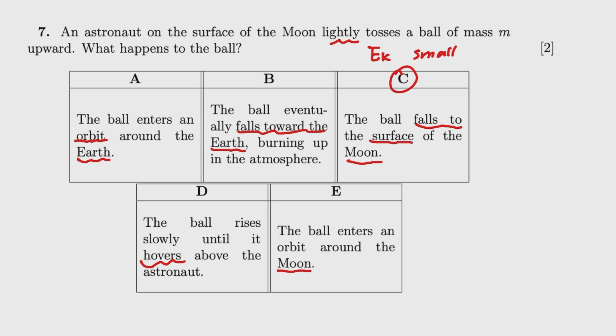Now, I'm going to briefly explain why all the other options are wrong. For options A and B, if you toss a ball on the Earth, it is unlikely for it to be captured by the gravitational field of the Sun. So if you throw a ball on the Moon, it is not going to be captured by the gravitational field of the Earth. Option D, there is a gravitational force acting on the ball, so it won't hover. Option E, even though the gravitational field on the Moon is much smaller than that on the Earth, it is unlikely for a human to toss it fast enough so that it will orbit around the Moon.